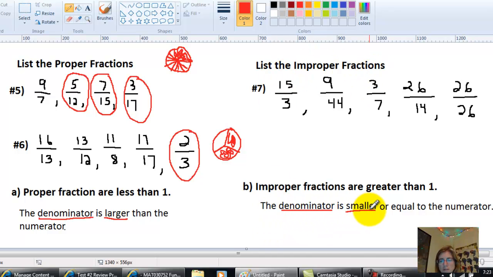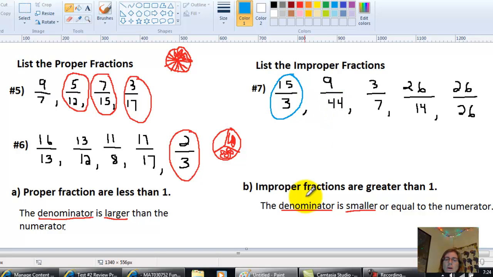The denominator is the smaller number. So is 3 smaller than 15? Yes. This is an improper. Let's circle our improper fractions with blue. So there's wholes cut into 3 pieces. There's 15/3, so that means there's quite a few wholes.